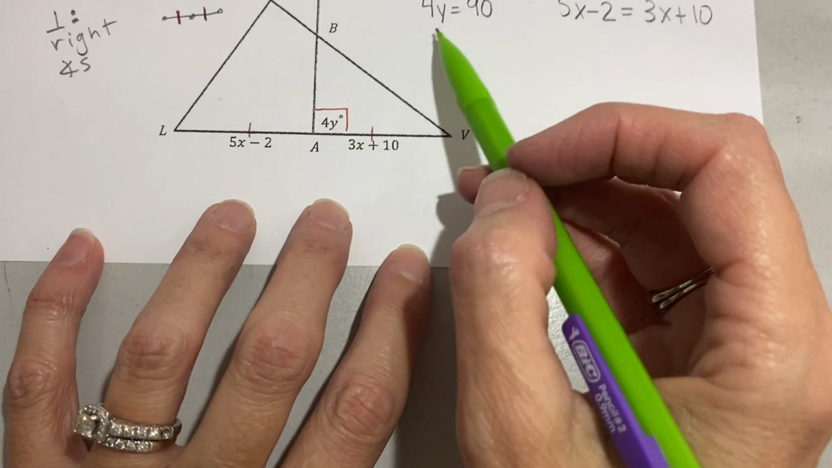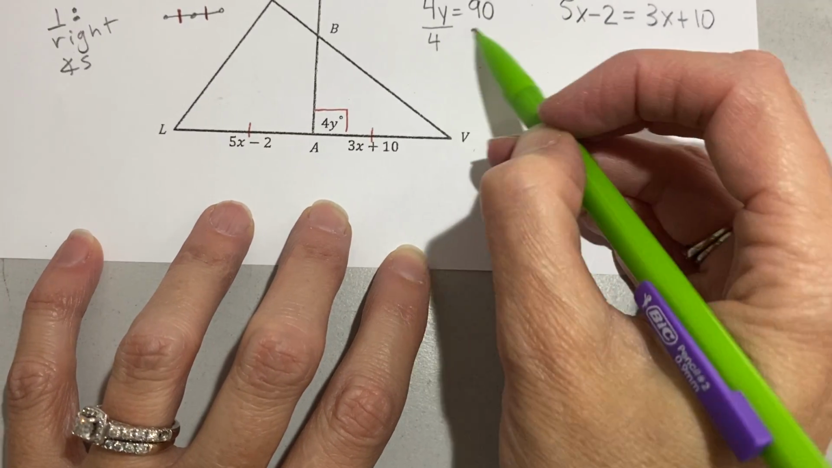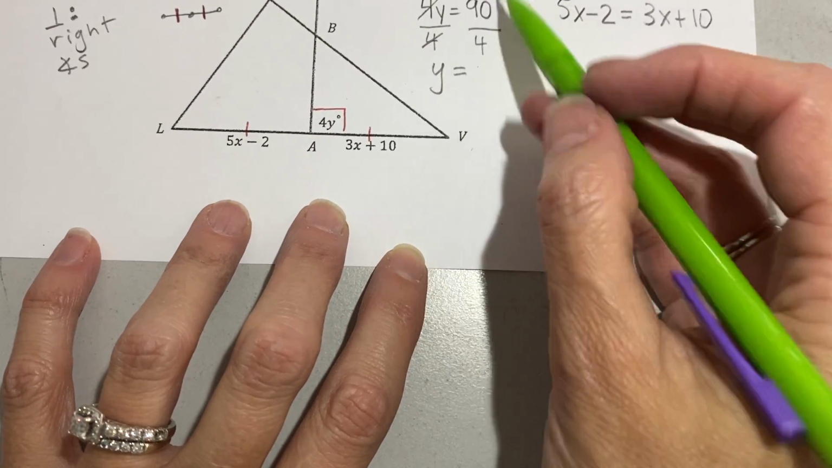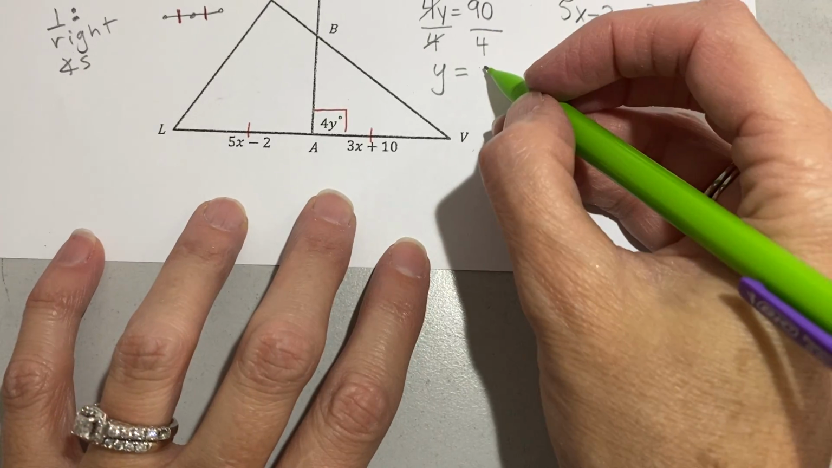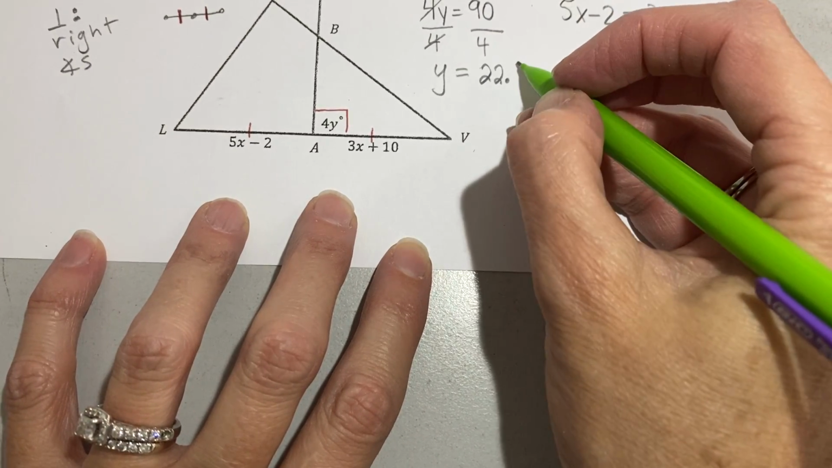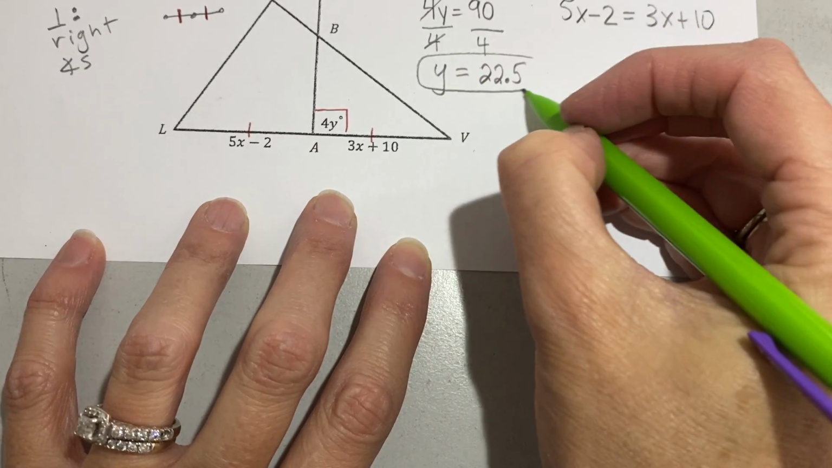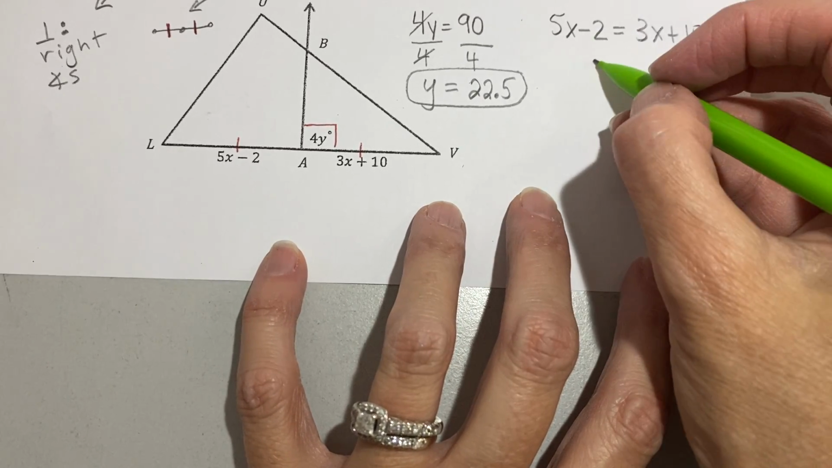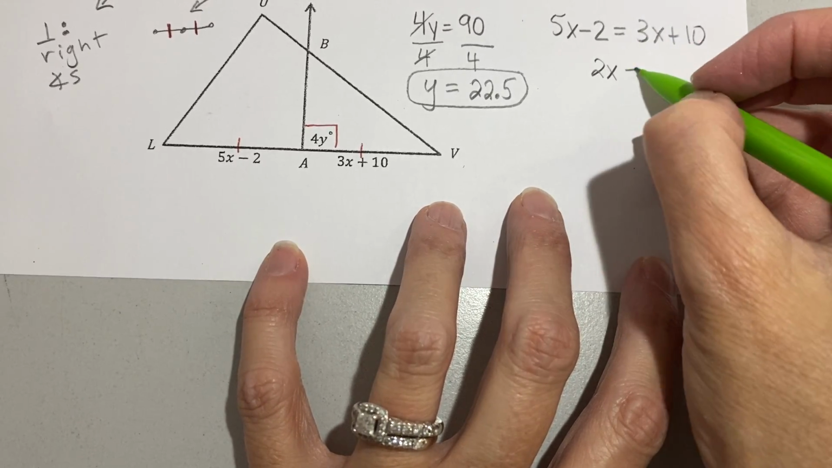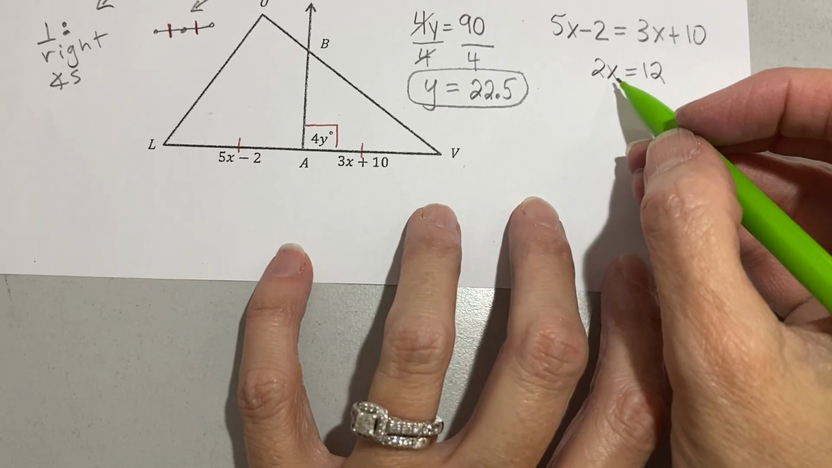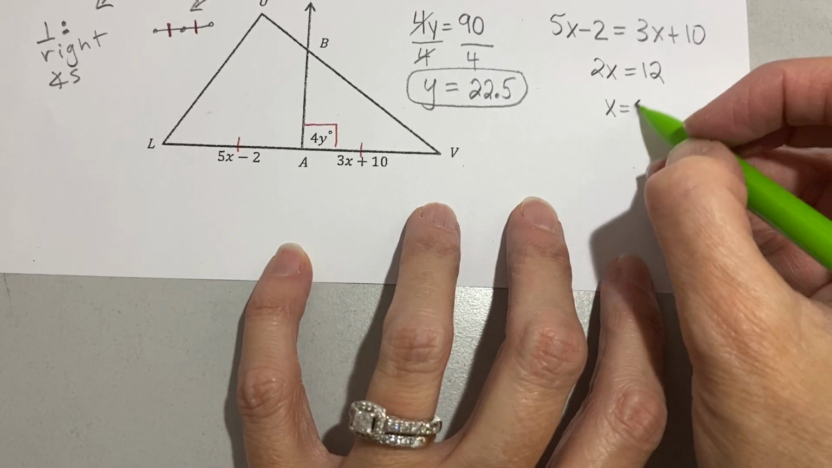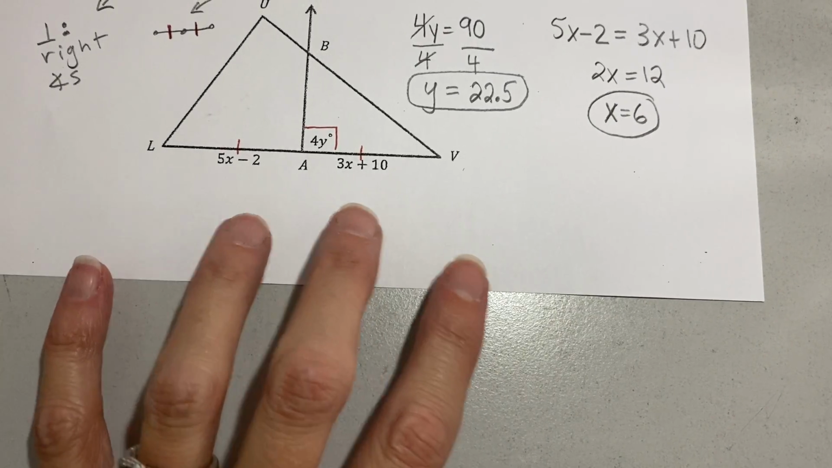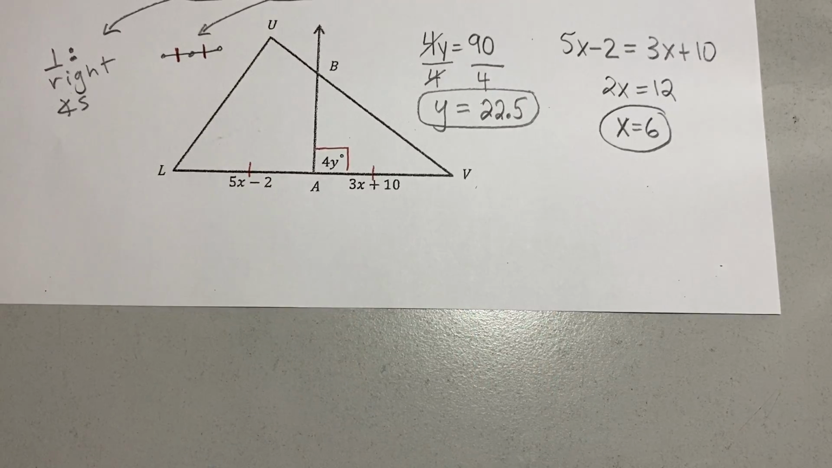So to solve this one, divide by 4. And that comes out ugly, because 90 divided by 4 is 22.5. And then this one, subtract 3x from both sides, you get 2x. Add 2 to both sides, you get 12. Divide both sides by 2, you get 6. So perpendicular bisector gives you two different equations.